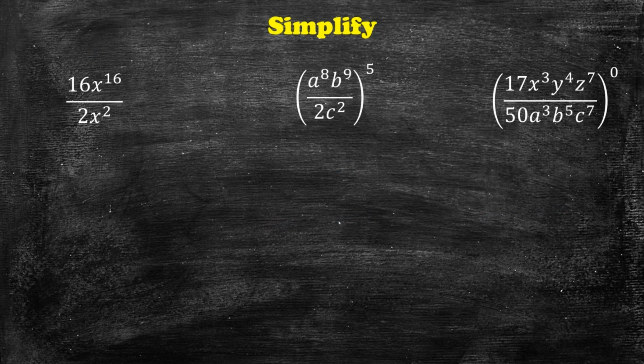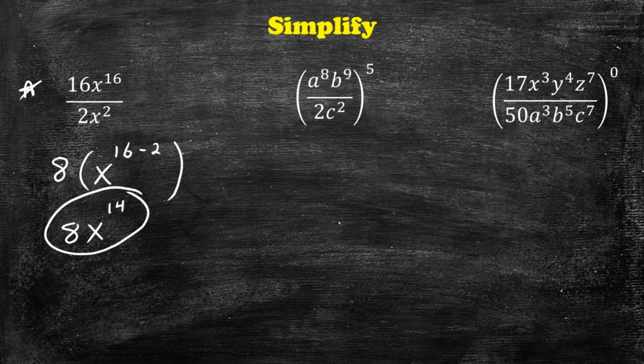All right, so our last three examples here. Let's start with the top left over here. So whenever you have exponents that are being divided by each other, what we do is subtract. So let's go ahead and do that. 16 divided by 2 is 8. And then what we have is x to the 16th minus 2 because you subtract those exponents whenever they're being divided by each other. So when we reduce that, we'll get 8x to the 14th power, just like that. And now this example is complete.